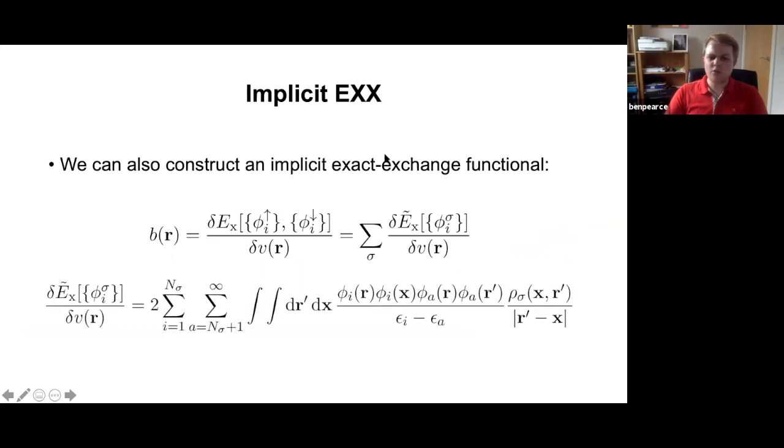So that brings us on to a more complicated functional. Can we actually extend beyond local and semi-local approximations and develop an implicit exact exchange, for example? The answer is yes, we can. With a similar approach, we can simply construct the right-hand side function B of R as the sum over the two exact exchange spin systems. On the left-hand side, the total response function is similar as before, it's just the sum over the two spin channels.